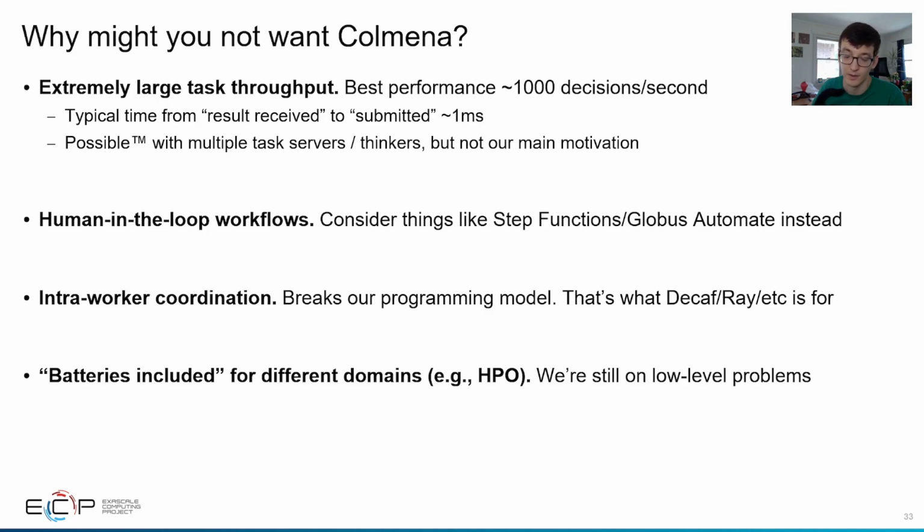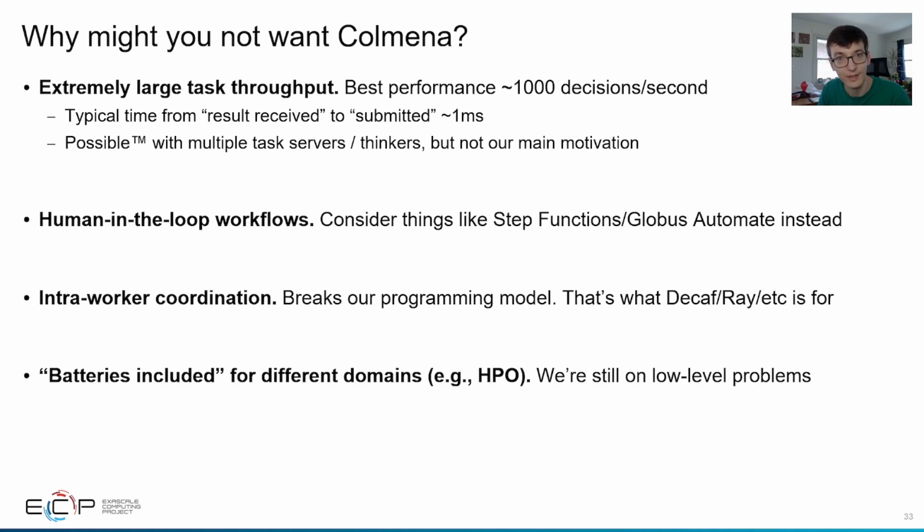You might want to consider something like the Swift/T workflow library, which has a much higher performance threshold than the ones that we use. Additionally, if there's a long latency between tasks that perhaps involves a human in the loop, consider things like AWS Step Functions or Globus Automate to be able to tie the different parts of your workflow together. And additionally, there are a few other things like inter-worker communication, which doesn't work with our programming model. Those tasks are designed to be independent of each other. Only the thinker has knowledge of how many other tasks are running and how to tie them together. Yet there are tools like Decaf or Ray or SmartSim that will allow you to write that kind of intra-worker, or as I believe Decaf terms them, in situ workflows.